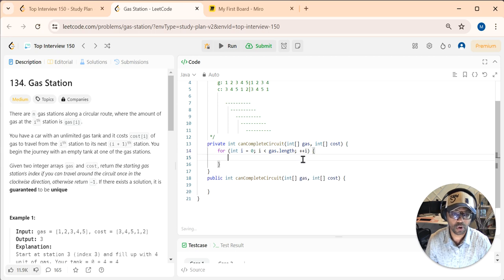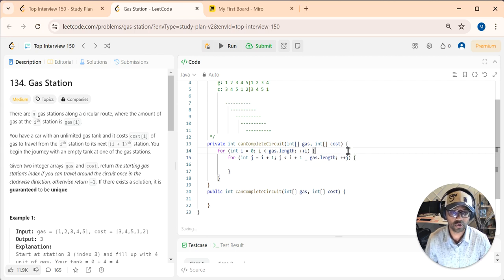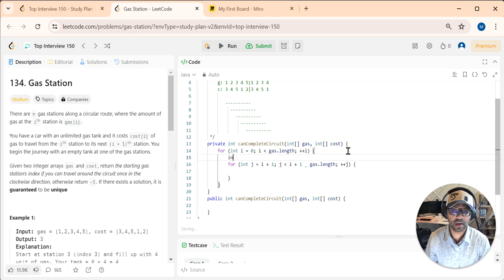Okay, so for all those start values, we need to run a loop and sum up the gas and the cost, right? So we say int j equal to i plus 1, j is less than, actually, what we should do is just say j is less than i plus 1 plus gas.length. We'll just do modulo inside, for wrapping around, right? And then what are we doing here? Sorry, for each iteration, we are calculating the total, or net gas, rather. Let's call it net gas, right?